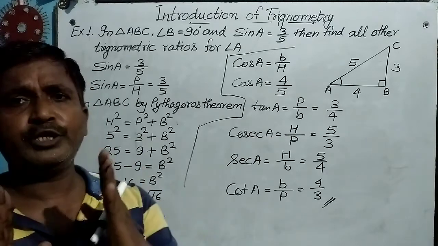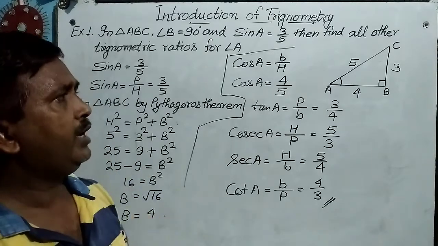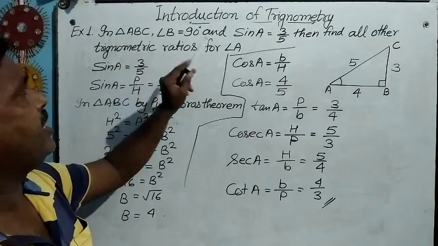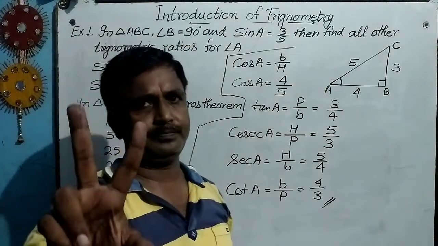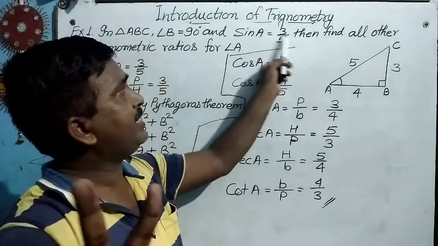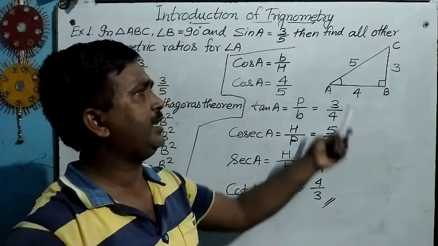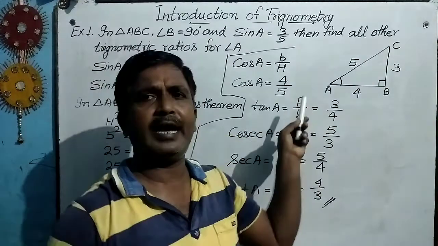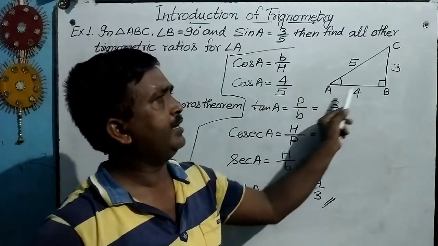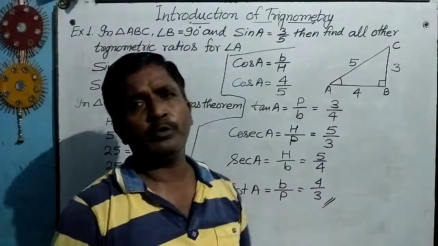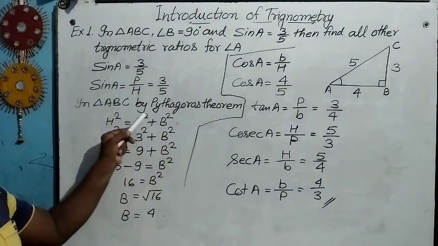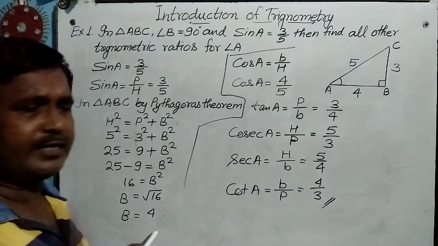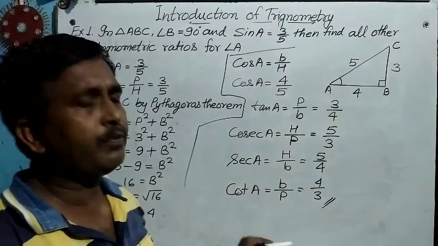Okay, some questions may be there in triangle ABC, angle B is 90 degrees and two sides are given. Not a given ratio, but two sides are given. If AC is given as 5 already and AB is given as 4, then by using the Pythagoras theorem you can find the third side and then use the formula for ratios.